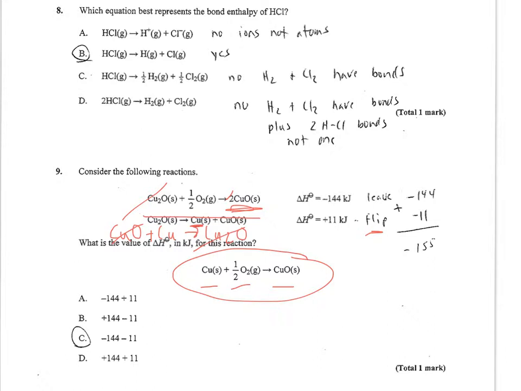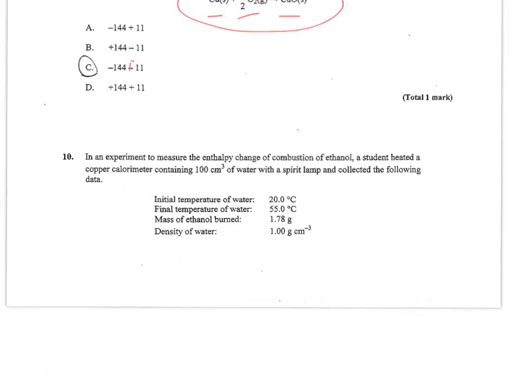I'm not quite sure why IB doesn't really list this as negative 144 plus a negative 11. That really would be more precise for what's happening, but mathematically it means the same thing. So as we move into number 10, our data unfortunately is at the bottom of this page, and then the work was on the following page.